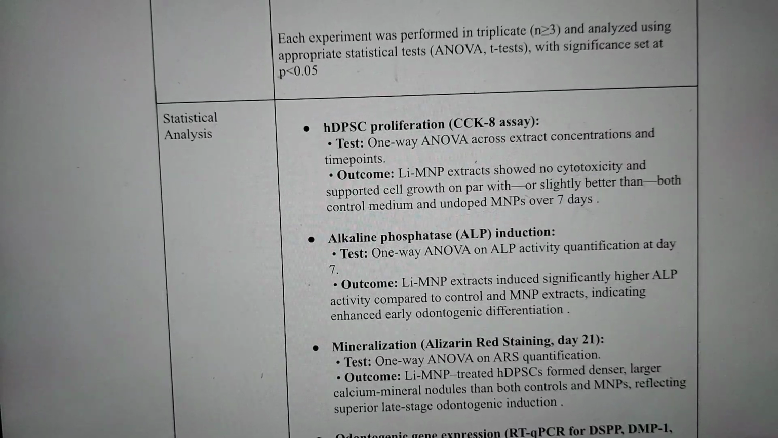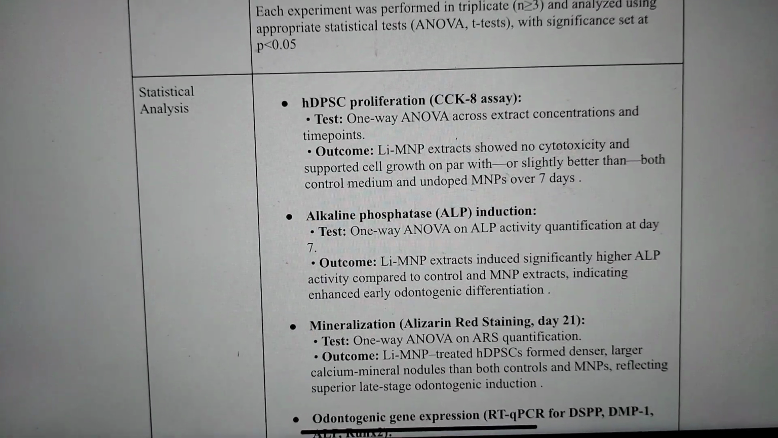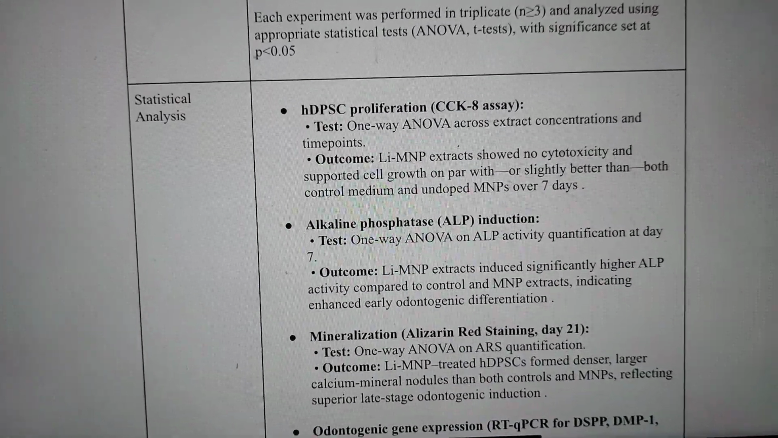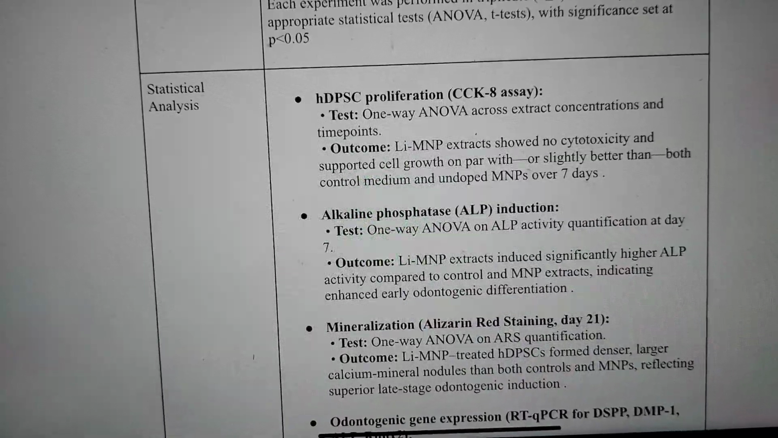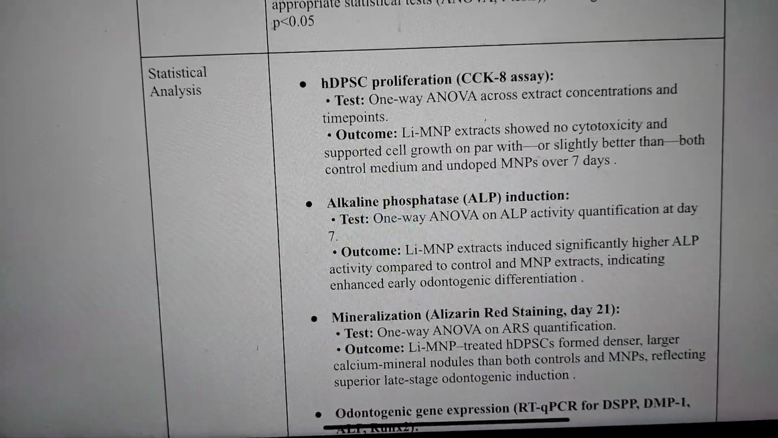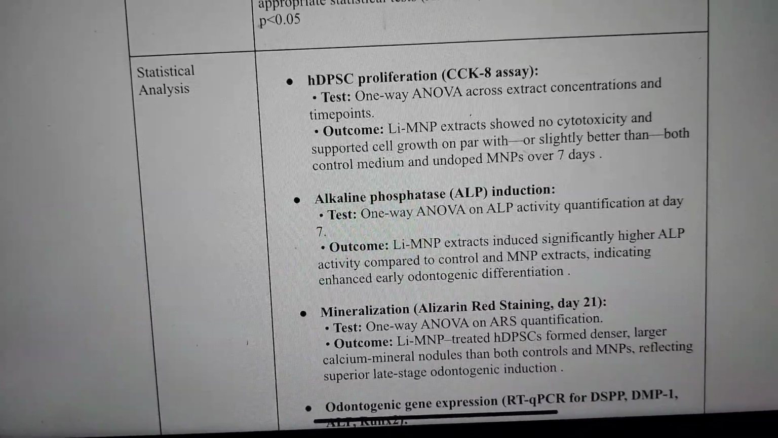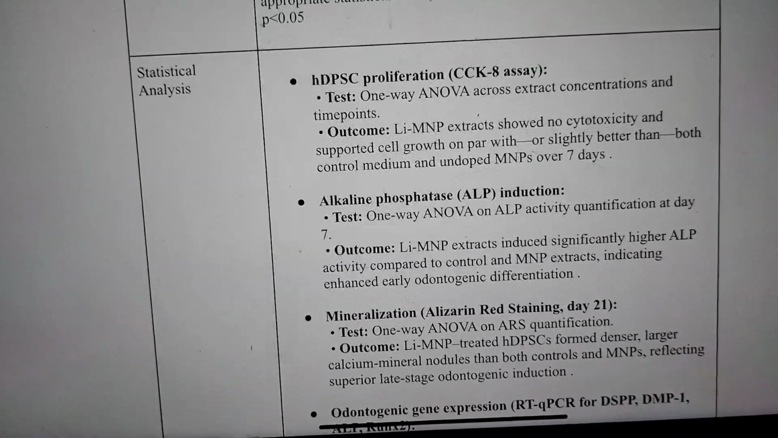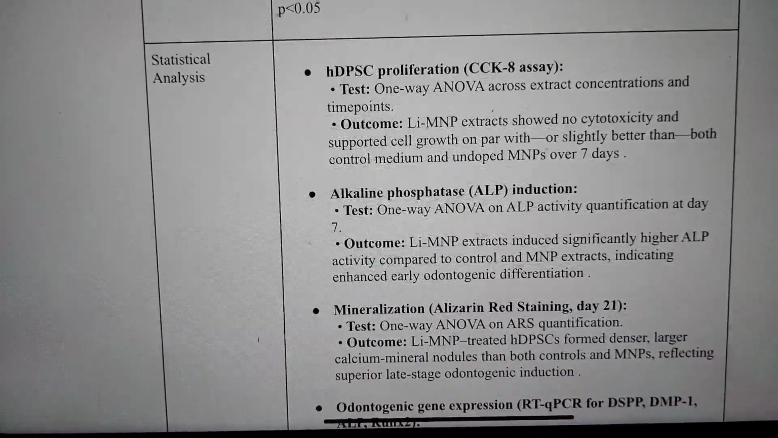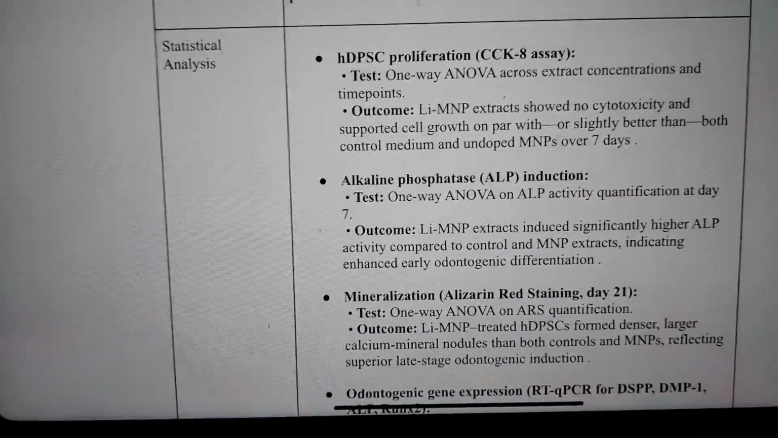Alkaline phosphatase, ALP, induction was analyzed using one-way ANOVA. The extracts induced significantly higher ALP activity compared to control and the NMP extracts, indicating enhanced odontogenic differentiation. Mineralization was also assessed via one-way ANOVA on ARS quantification. The treated human dental pulp stem cells formed denser, larger calcium mineral nodules than both controls and the NMPs, reflecting superior late-stage odontogenic induction.